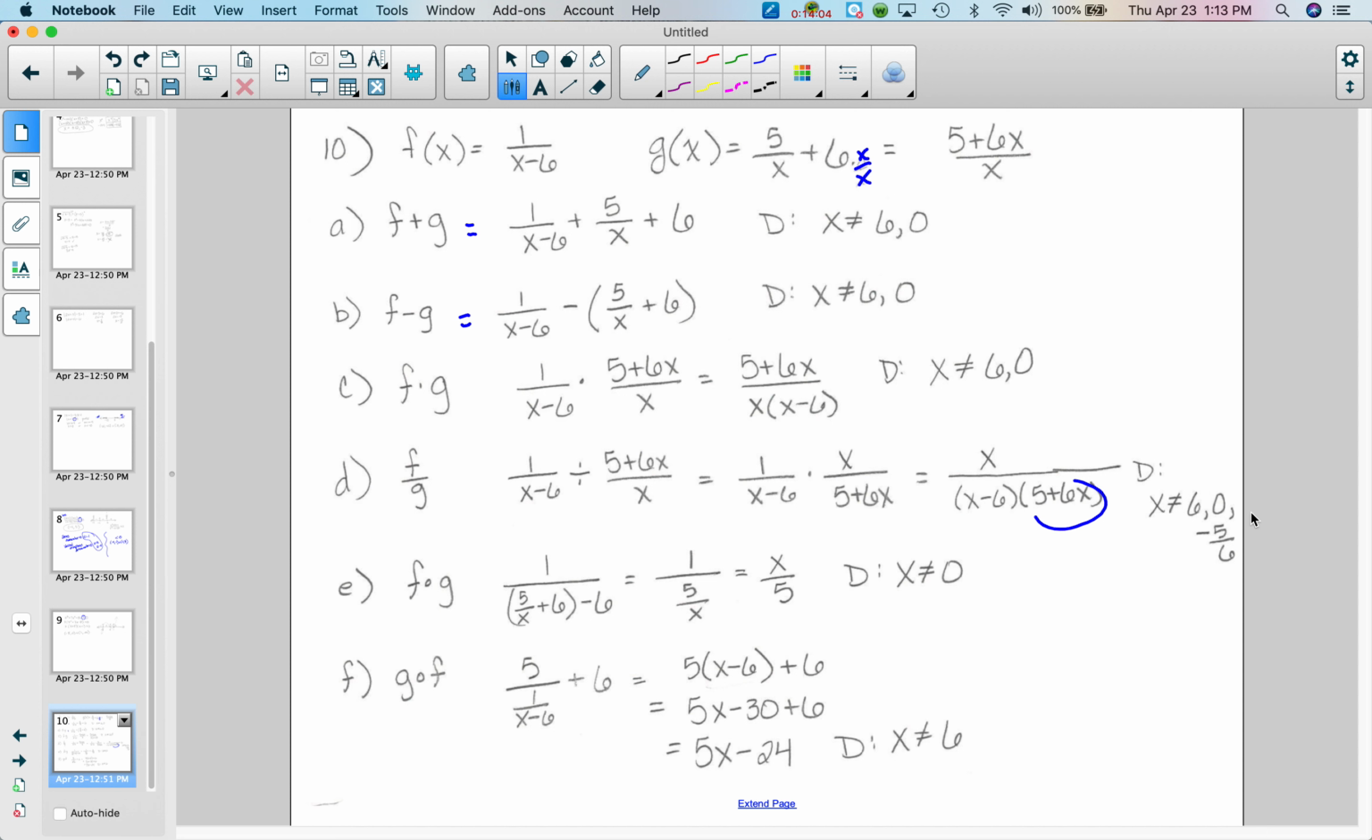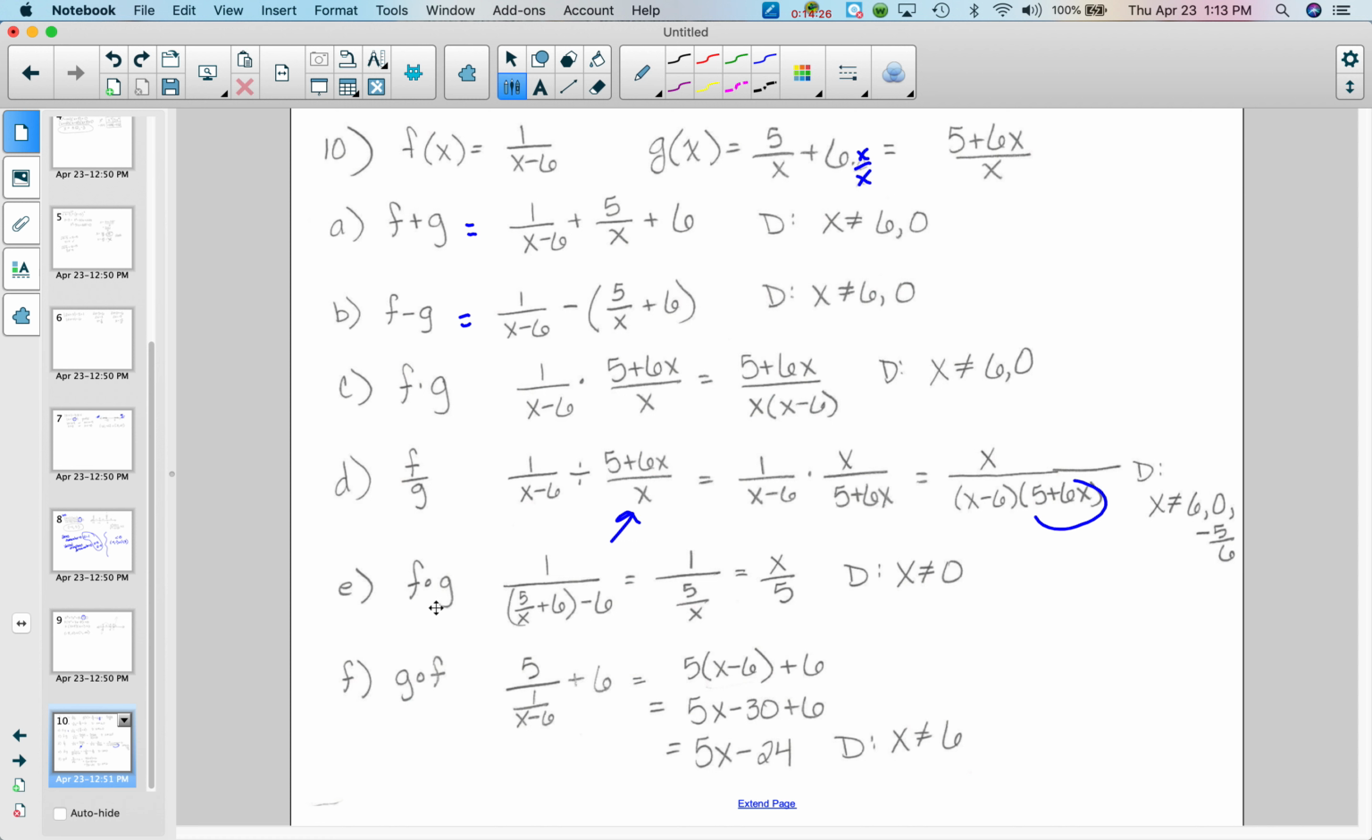Also, I had included on there the 0. You might look at this and say, well, wait a minute, you put 0. And that's because I also would have to still exclude the 0 because of my original function. I was dividing by that. So even though I ended up with an x in the numerator at the end, I had started out with it here, and so that still means I have to exclude 0 from the domain.